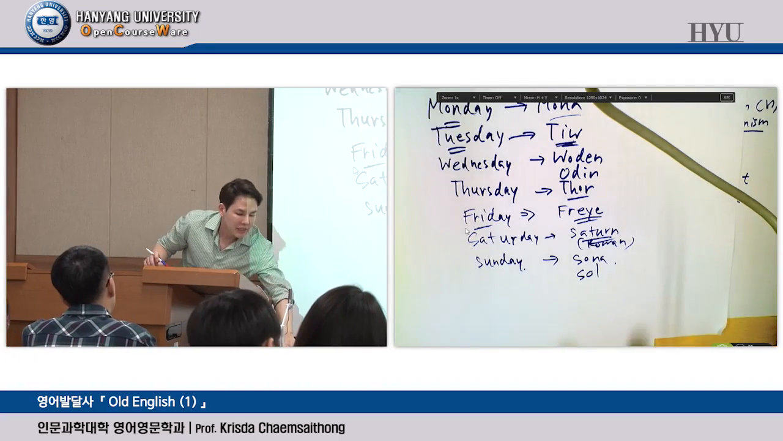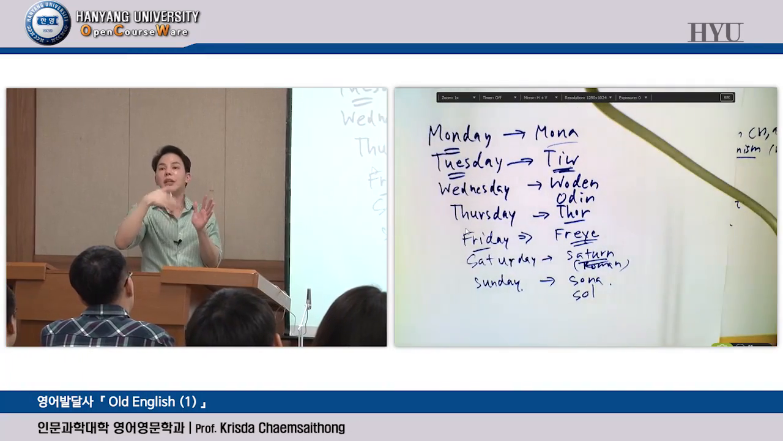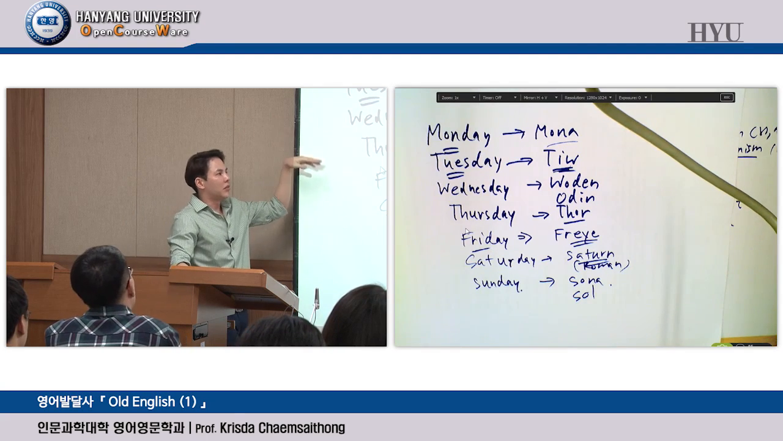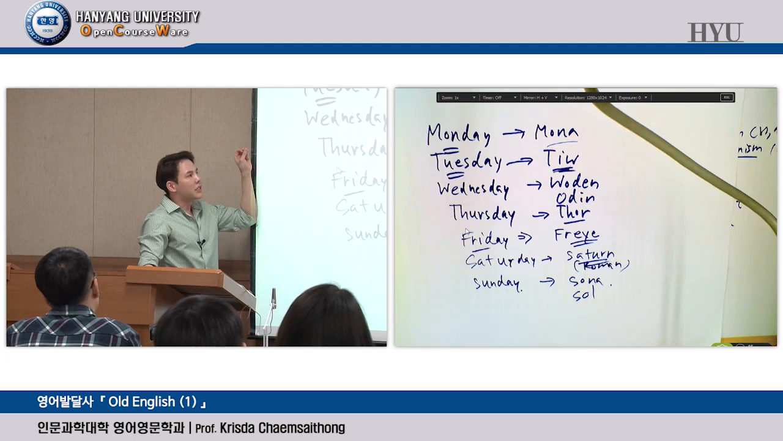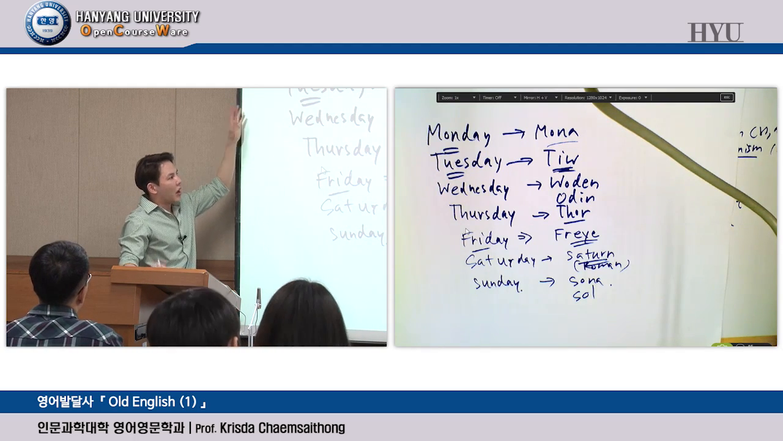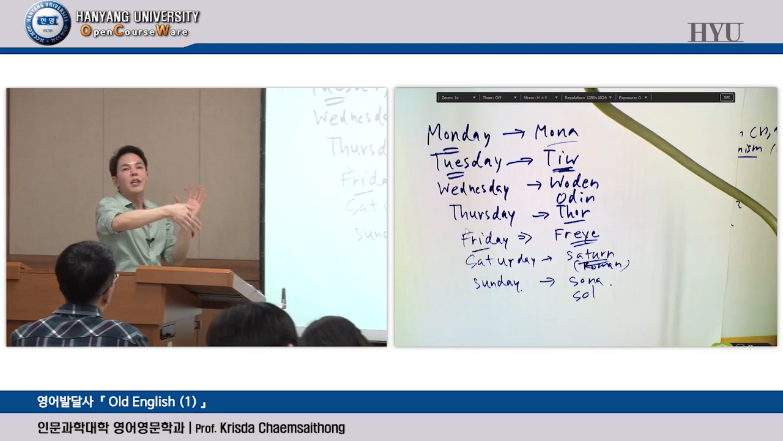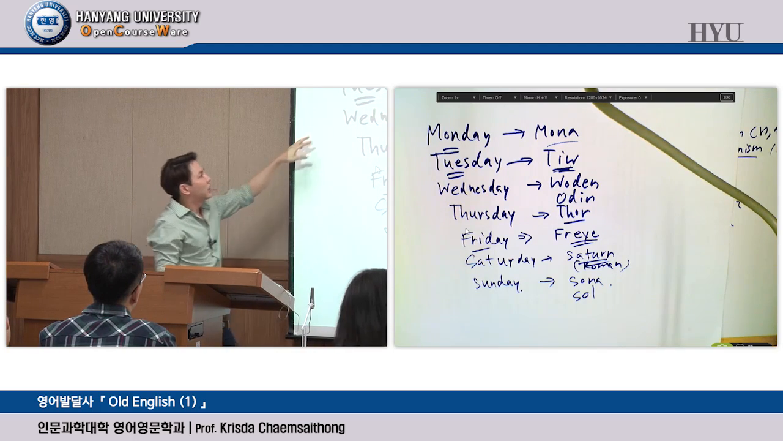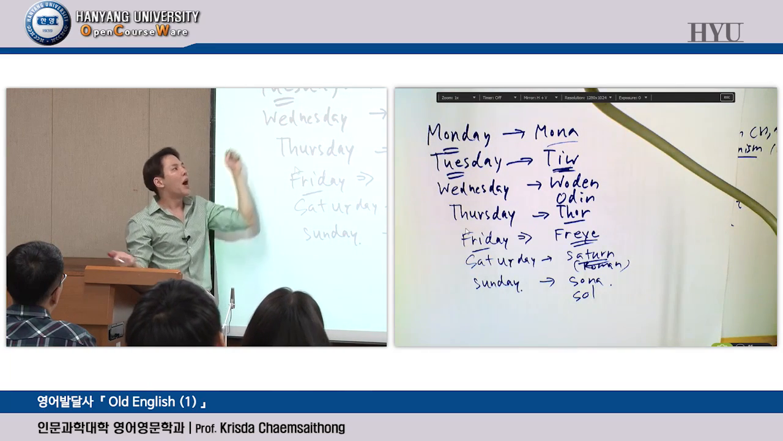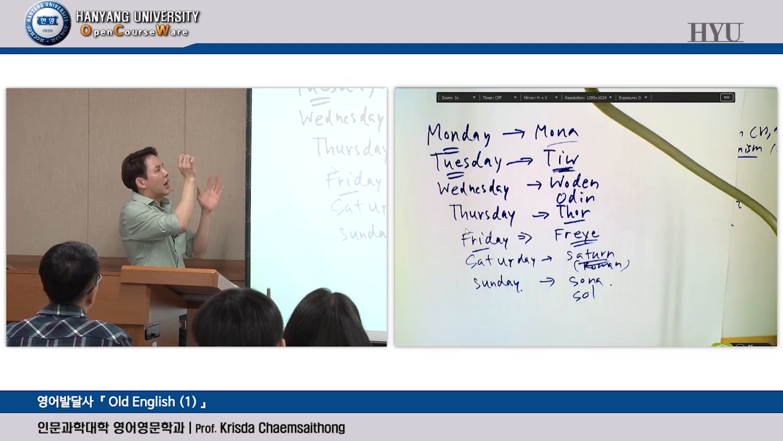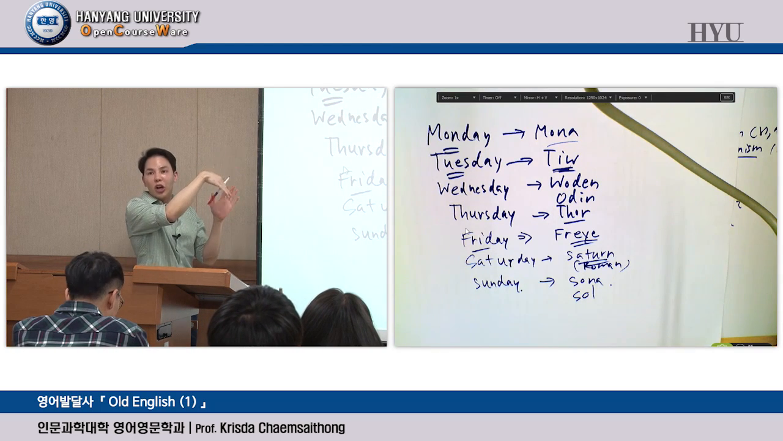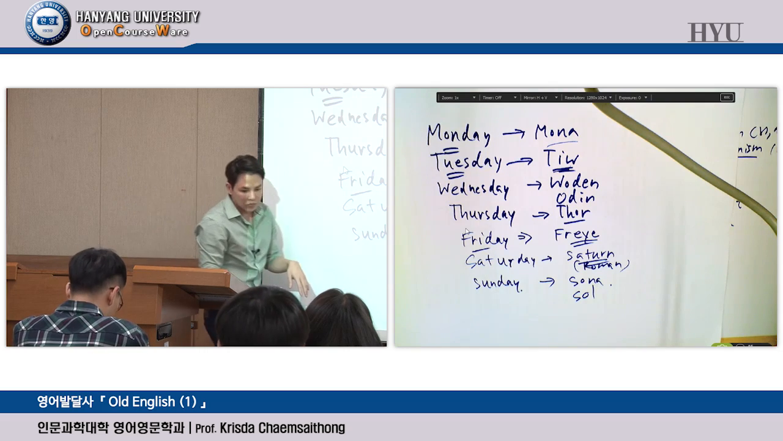Basically what happened is that the Anglo-Saxons, through Christianity, right, through Christianity, adopted the concept of a god presiding over each day, like Tuesday is Tiw, the god of war. But they replaced the Roman gods with their own gods, right?